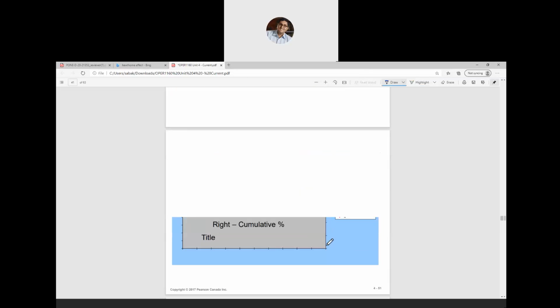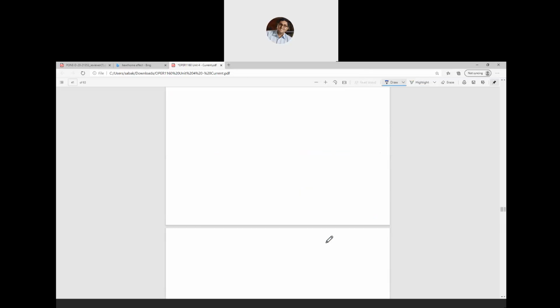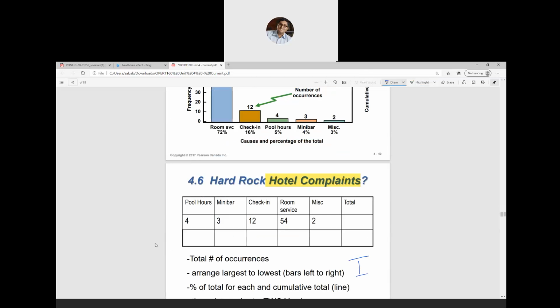So let's try to see. Is it written? No, it's not written here. So the first step is to write the data in the descending order. So this will be the first thing which will come up. The second is the check-in. The third is the pool hours. The fourth is the minibar. Fifth is the miscellaneous. So we write in that particular order.